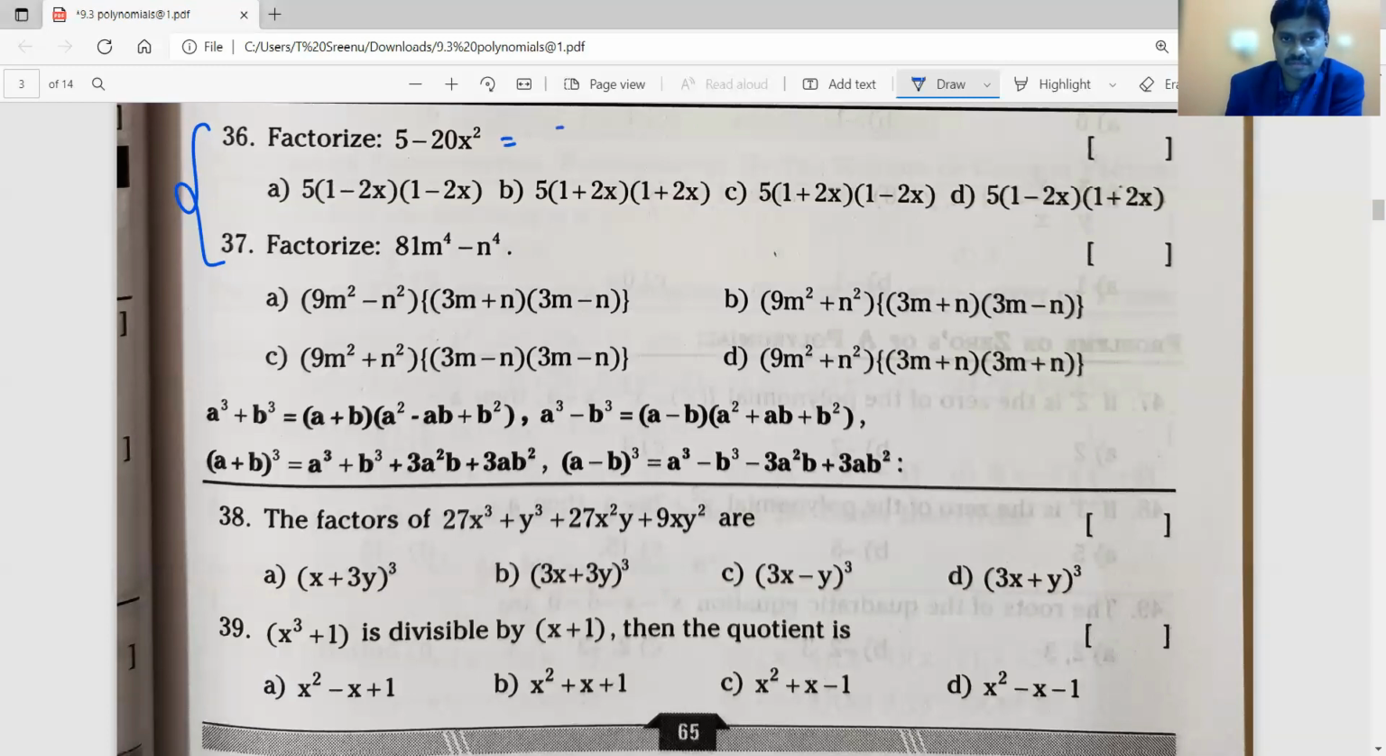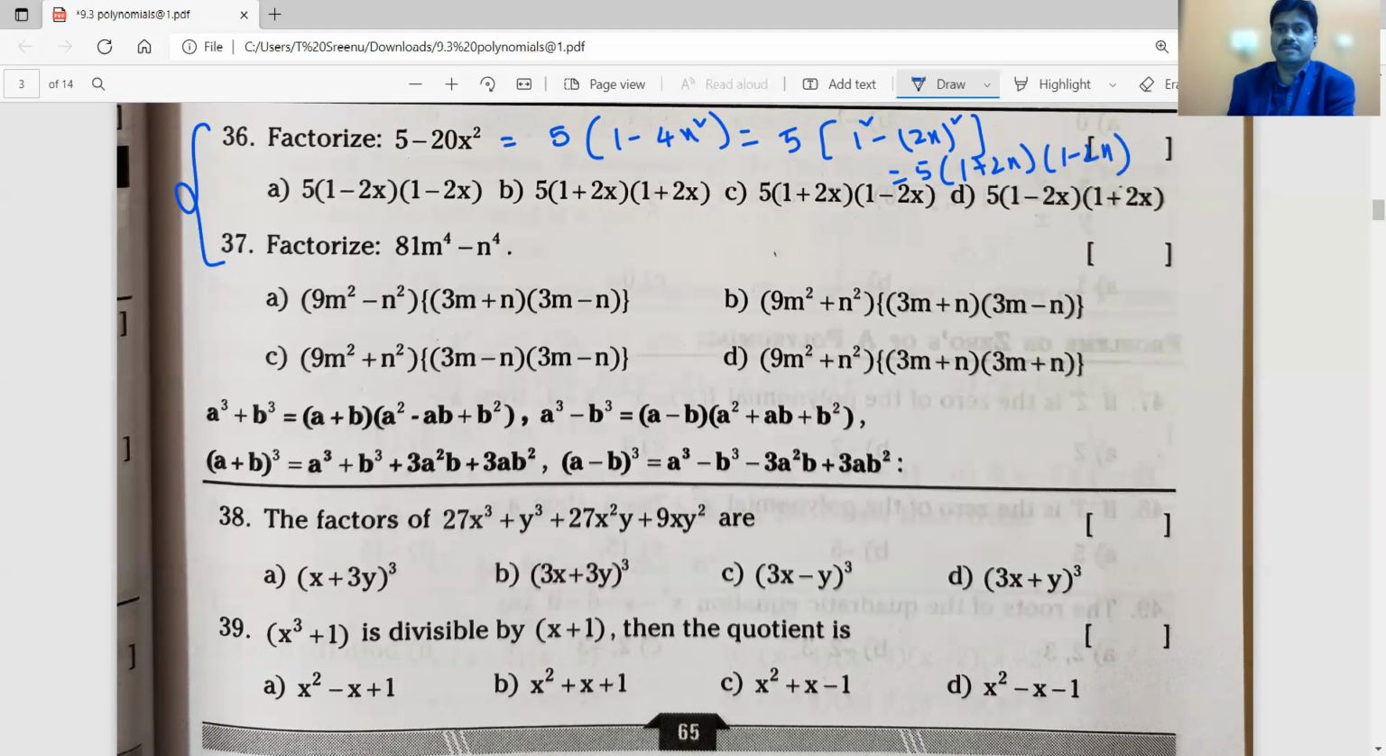Here we have to take 5 common: 1 minus 4x square is equal to 1 square minus 2x square. So 5 into (1 plus 2x)(1 minus 2x). Okay, now please check. Yes, sir.